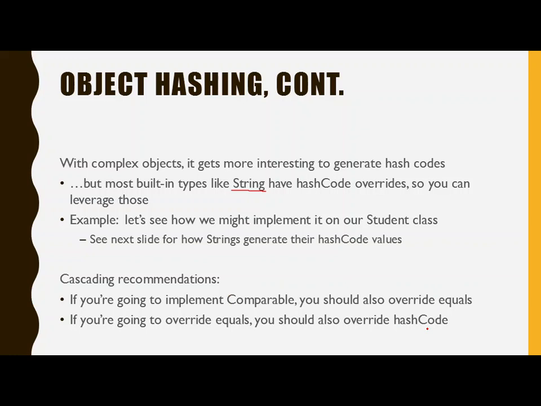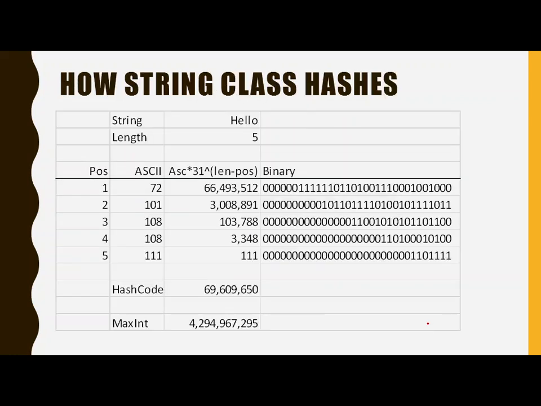Now, just for fun, let's look at how the String class hashes. How does it generate its hash codes? Because they try to do exactly what we talked about, which is sort of spread things around a little so they don't lump up too much. So this is how they do it. Literally, this is the formula that they use here, where in each position in the string hello, you have an ASCII value. What they do is they take that ASCII value and they multiply it by 31 raised to the length minus position power. Does that make sense to you?